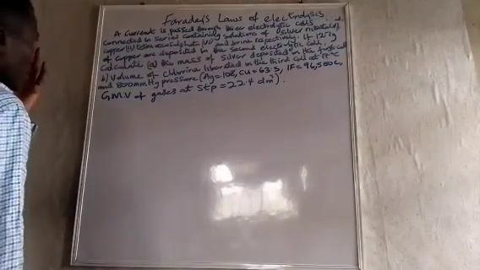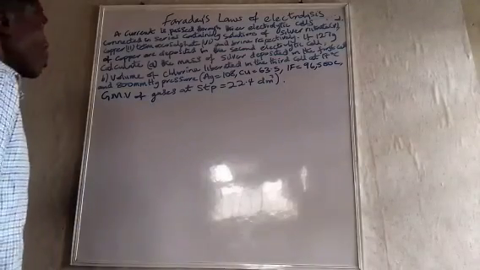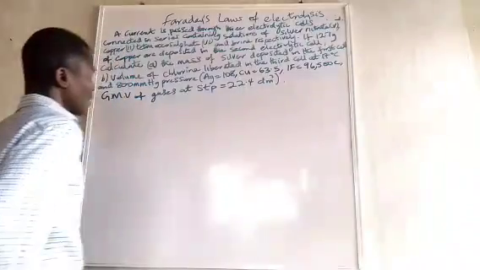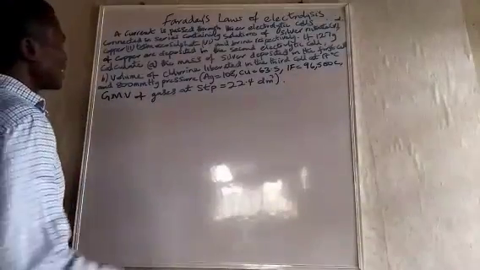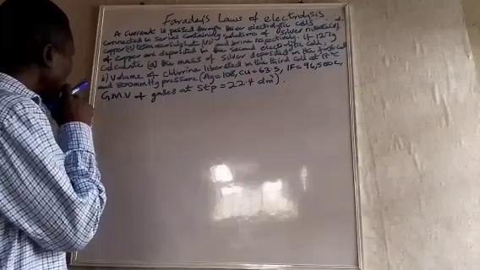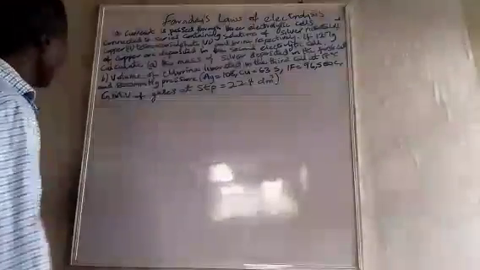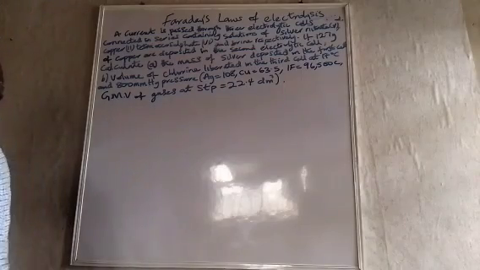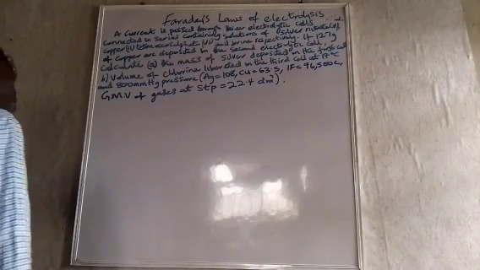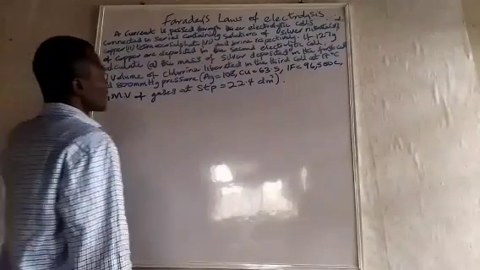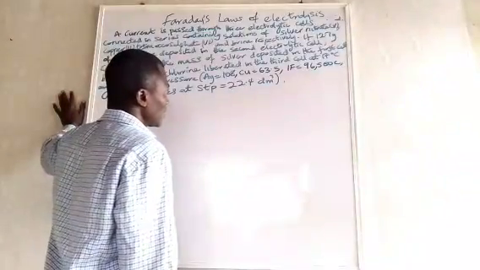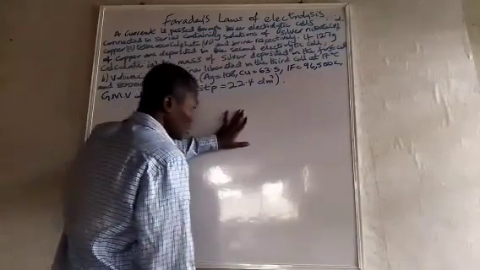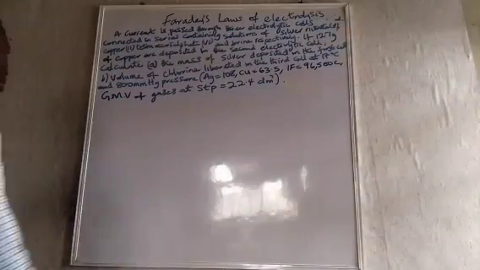A current is passed through 3 electrolytic cells connected in series, containing solutions of silver nitrate, copper II tetraoxosulfate VI, and brine respectively. If 12.7 grams of copper are deposited in the second electrolytic cell, calculate A, the mass of silver deposited in the first cell. B, the volume of chlorine liberated in the third cell at 17 degrees Celsius and 800 mmHg pressure. We are told that Ag is 108, Cu 63.5, 1 Faraday is 96500 coulomb, GMV of gases at STP is 22.4 dm³. Now let's look at it.